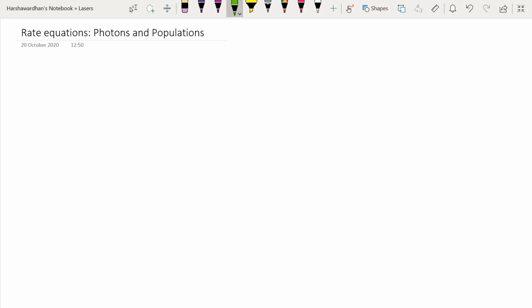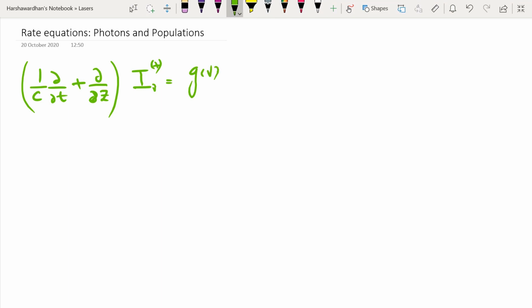All right, so the Z propagating field I plus, it was 1 over c ∂/∂t plus ∂/∂z, and this was the operator that was operating on the field propagating along the positive z direction. And remember that we have the same set of approximations that the field is narrow band at frequency nu and it is propagating along the positive z direction.